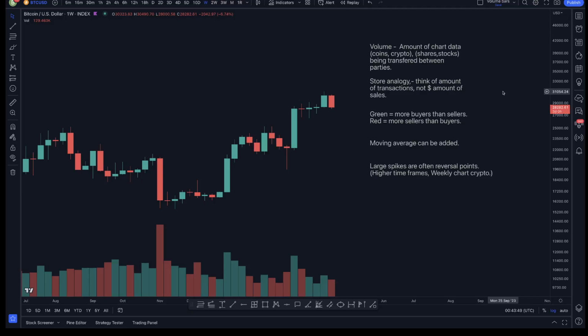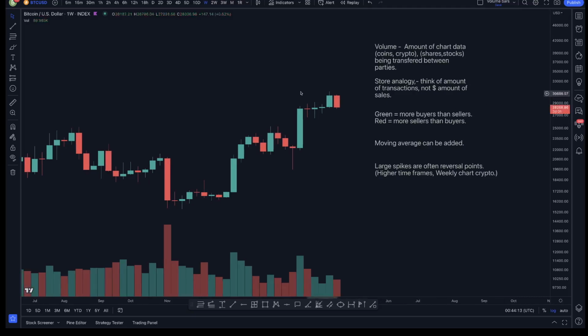And most likely there will be more sales for that, not necessarily because they could be buying lower dollar items. But if they're buying high dollar items, the sales will be high. So sales and volume is different. They're measuring two different things. So volume essentially is a measurement of transactions back and forth between what's being measured on the chart.